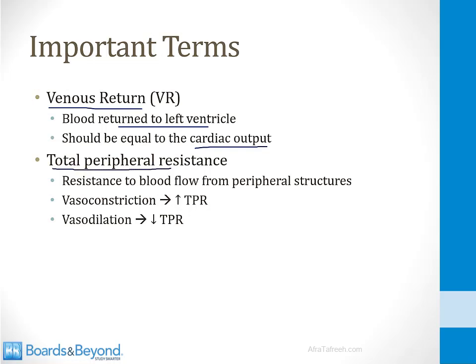This is the resistance to blood flow out of the left ventricle that comes from peripheral structures, for example, the organs of the body and the arteries of the body. Importantly, vasoconstriction of peripheral arterioles leads to a rise in the total peripheral resistance. When those vessels constrict, it's harder to push blood through them and there's greater resistance to flow. And when the peripheral arterioles vasodilate, this leads to a fall in total peripheral resistance.